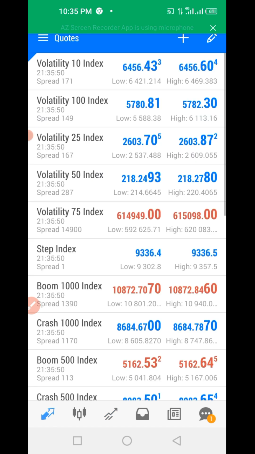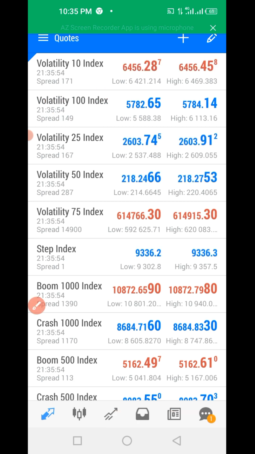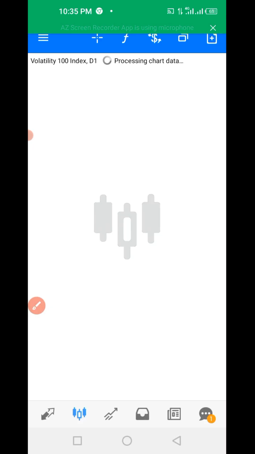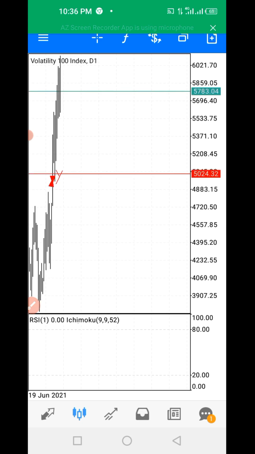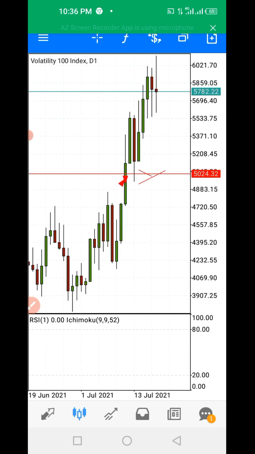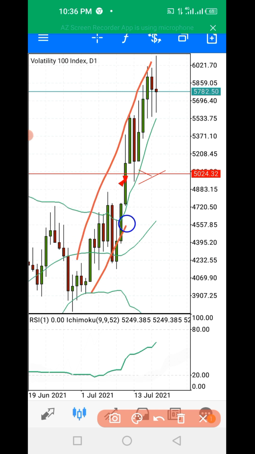Now let's check for another volatility. This volatility 100 index. Let's click on chart. Remember, we are on the daily chart. On the daily chart, we are seeing that the market has been trending upward for days, actually weeks, because each candle represents one day. So now, if you check, you see that the market is doing something like this.